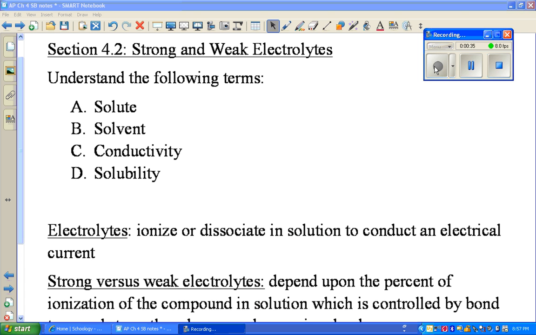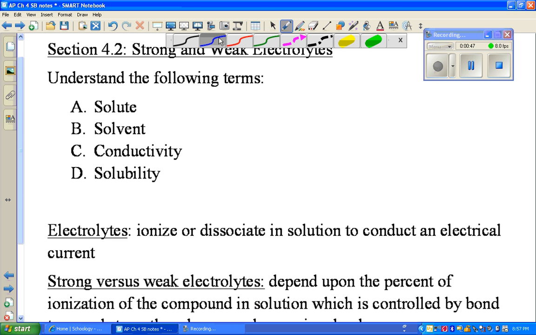I'm not going to go into great length with these. You may need to go back and look them up. You can write in some definitions here. You should be able to remember that a solute and a solvent are the two things that make up a solution.